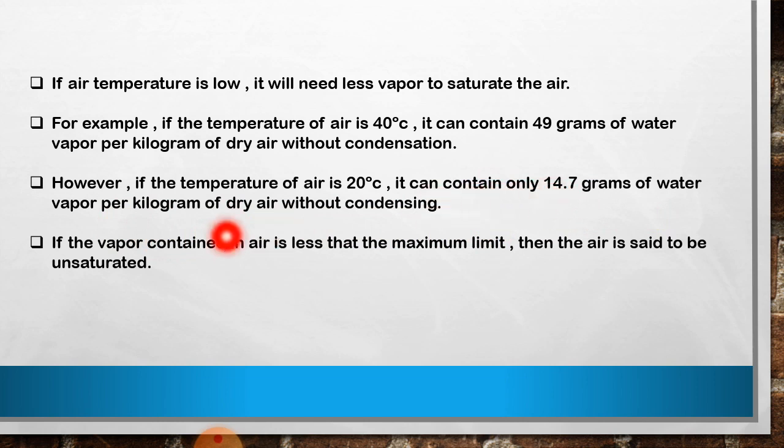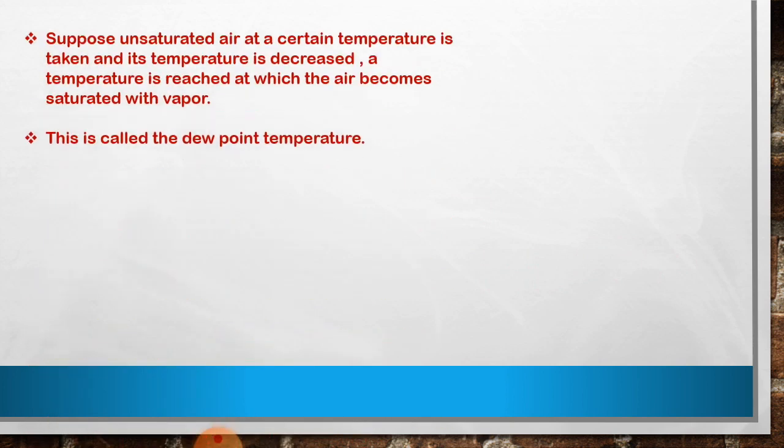Okay, if the vapor contained in air is less than the maximum limit, then the air is said to be unsaturated. So suppose unsaturated air at a certain temperature is taken and its temperature is decreased, a temperature is reached at which the air becomes saturated with vapor, then this is called the dew point temperature.